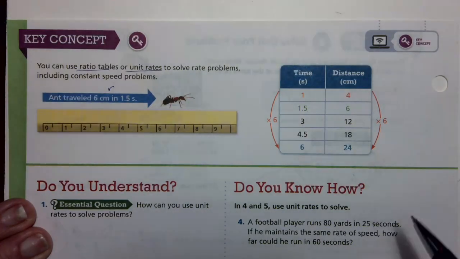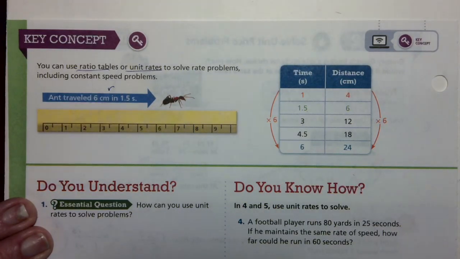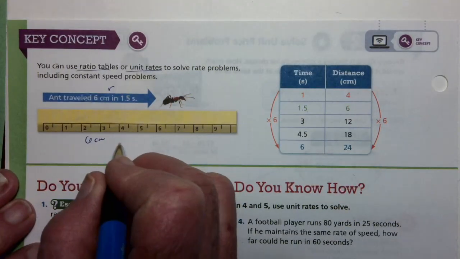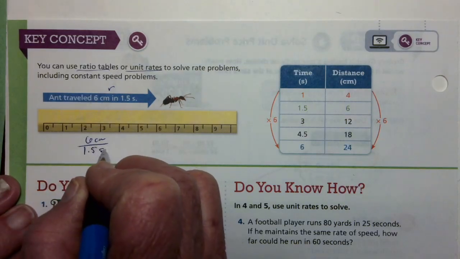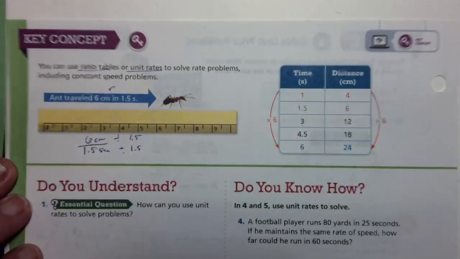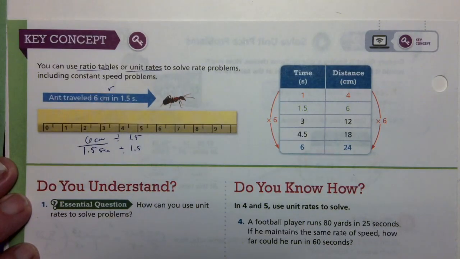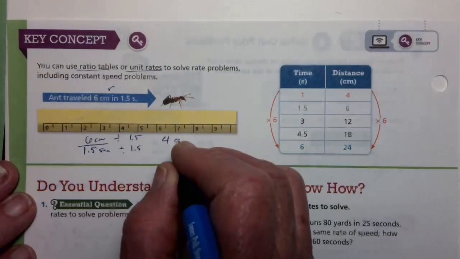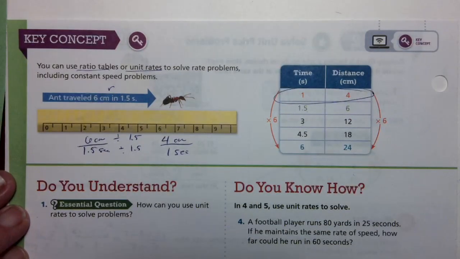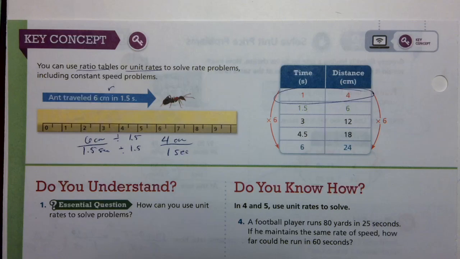Okay, then what if we want to go backwards? Well, let's see. 6 centimeters to 1.5 seconds. So we need to divide by 1.5, and divide the 6 by 1.5. So 6 divided by 1.5 is 4. So it's going to go 4 centimeters in 1 whole second. And that's where they got their unit rate right there. Just like we've been doing all through the last few lessons.